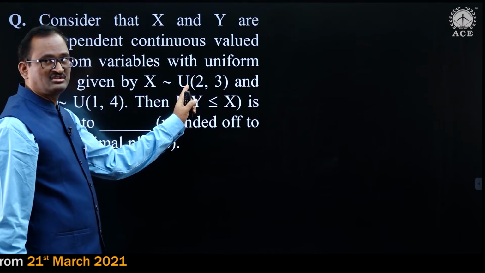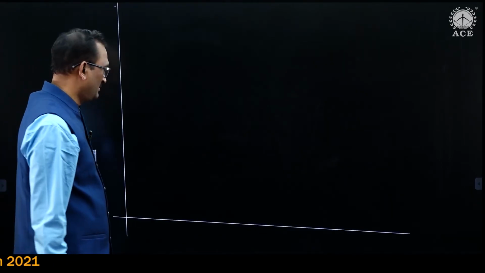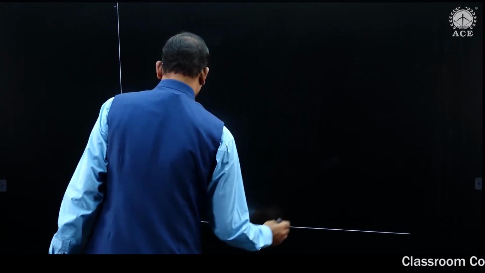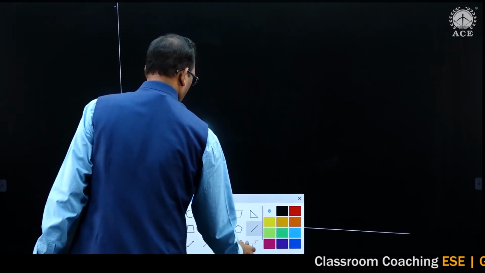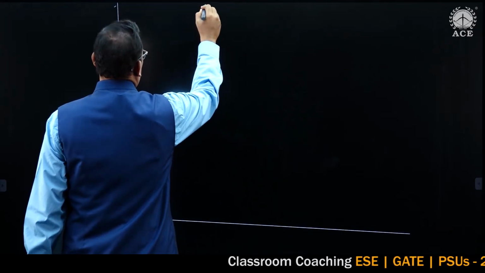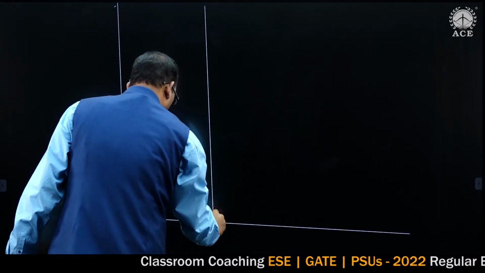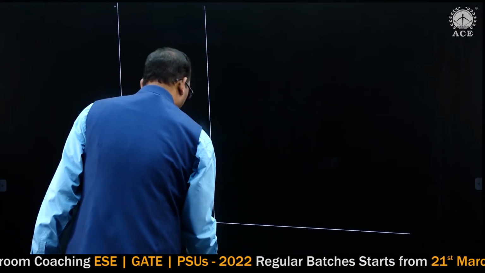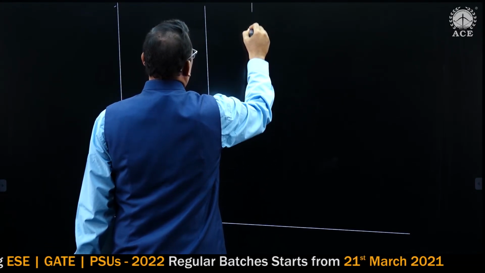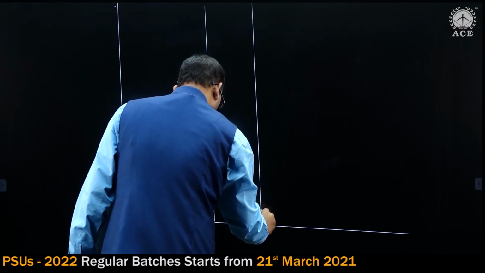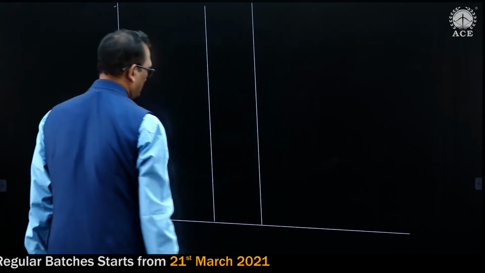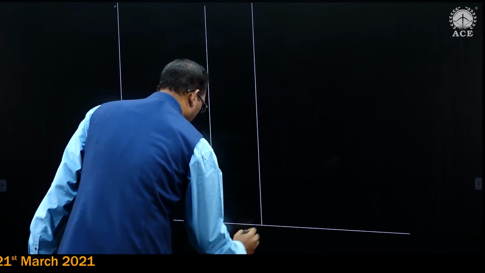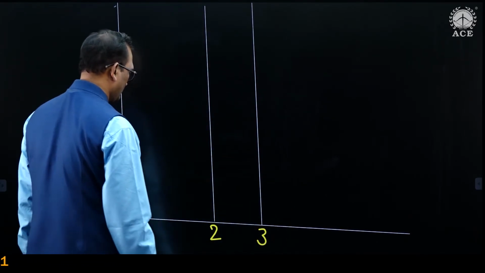X is uniformly distributed in the interval 2 comma 3. This is x is equal to 2 line, this is x is equal to 3 line.